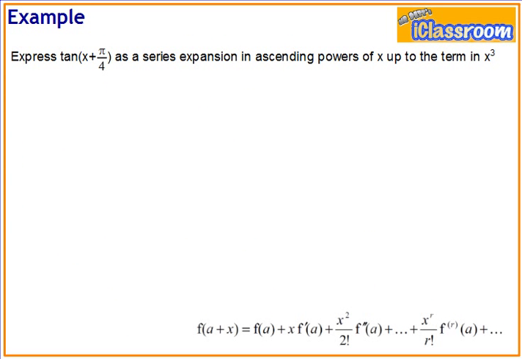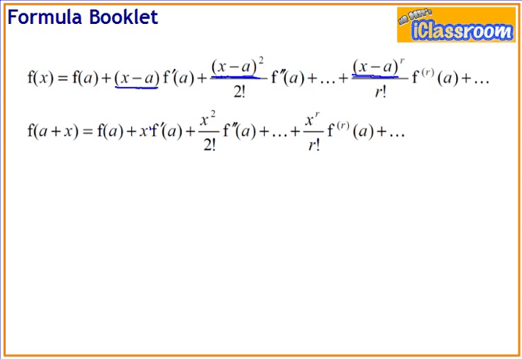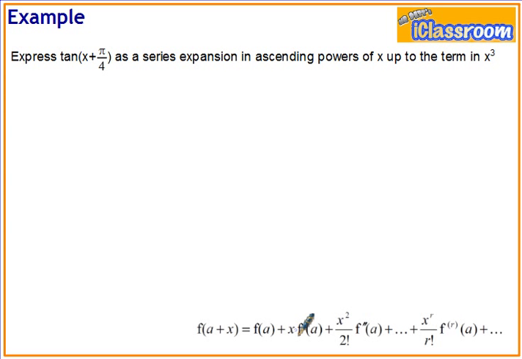In our next example, we're asked to express tan of x plus pi by 4 as a series expansion in ascending powers of x, again up to and including the term in x cubed. So again, if I hop back to my formula booklet, we can clearly see that what's given to us in ascending powers of x is the second expansion, where I've got x, then x squared, and x to the power of r, and so on. So that's what I've got set out on the bottom of this page, my formula set up this way.